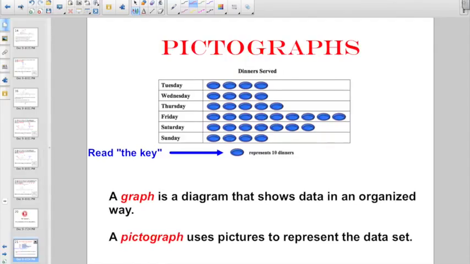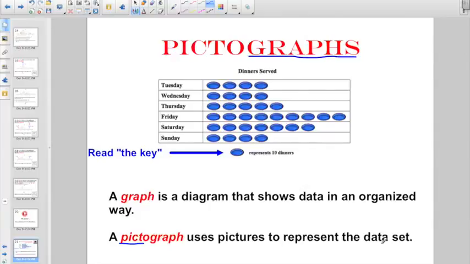All right, welcome back. So we've seen the way to organize the data. Now we're going to start talking about how to display your data. And the first thing we're going to talk about here is called pictographs. And all of these next 3 are all types of graphs. And a graph is just a diagram or a picture that shows data in an organized way. And a pictograph uses pictures to represent the data set.